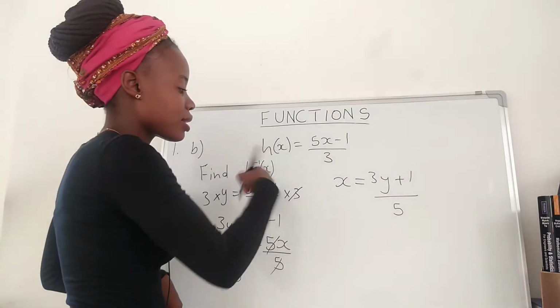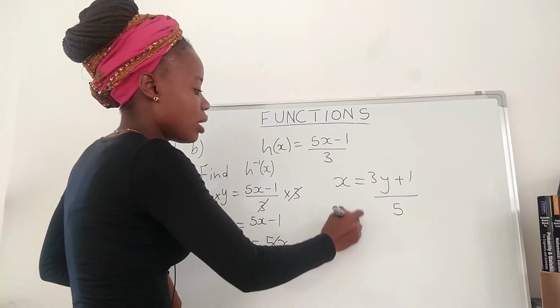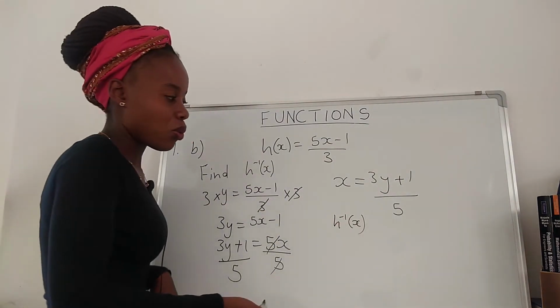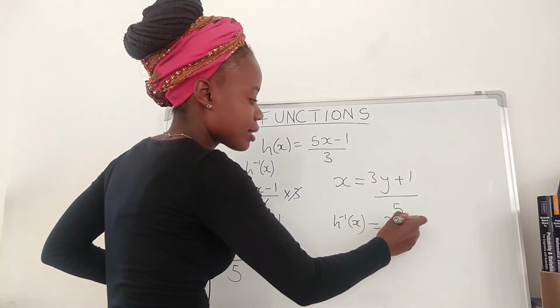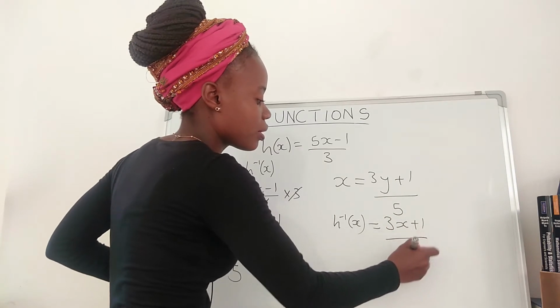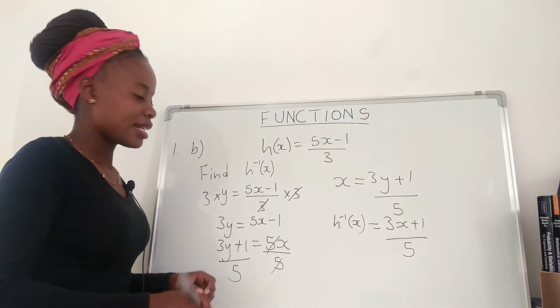Where you see x, you substitute with the inverse of y, and where you see y, it is x. So the inverse is (3x plus 1) over 5. You are done. This is how to find the inverse.